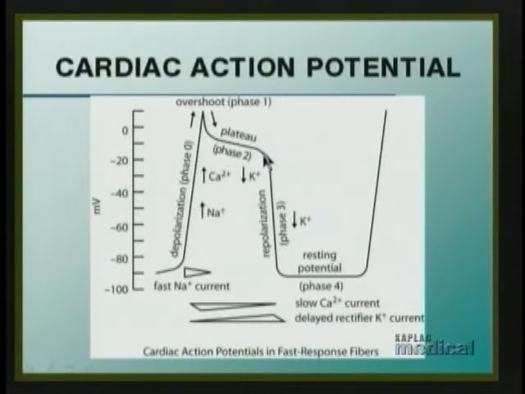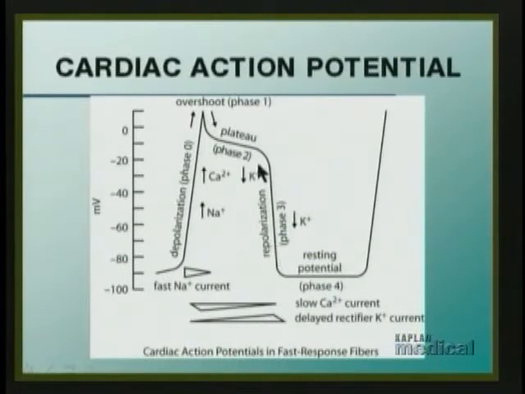As a result, at the end of phase 2, calcium entry is no longer an issue. All that is left is potassium exiting the cell. As potassium leaves the cell, as positive charges leave the cell, the inside of that cell becomes more and more negative. This is the phase of repolarization, also known as phase 3.